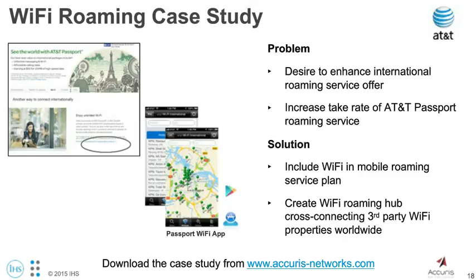So when you sign up for Passport, you get an SMS, a text with a link to the app, either in the Google Play Store or the Apple App Store, where you can download this app. The app provides you with a map of hotspots for your location, but it also authenticates. It manages the seamless authentication and access of your device onto those hotspots as well. So using Wi-Fi to add value to your existing mobile data plan is something that AT&T is looking to do.